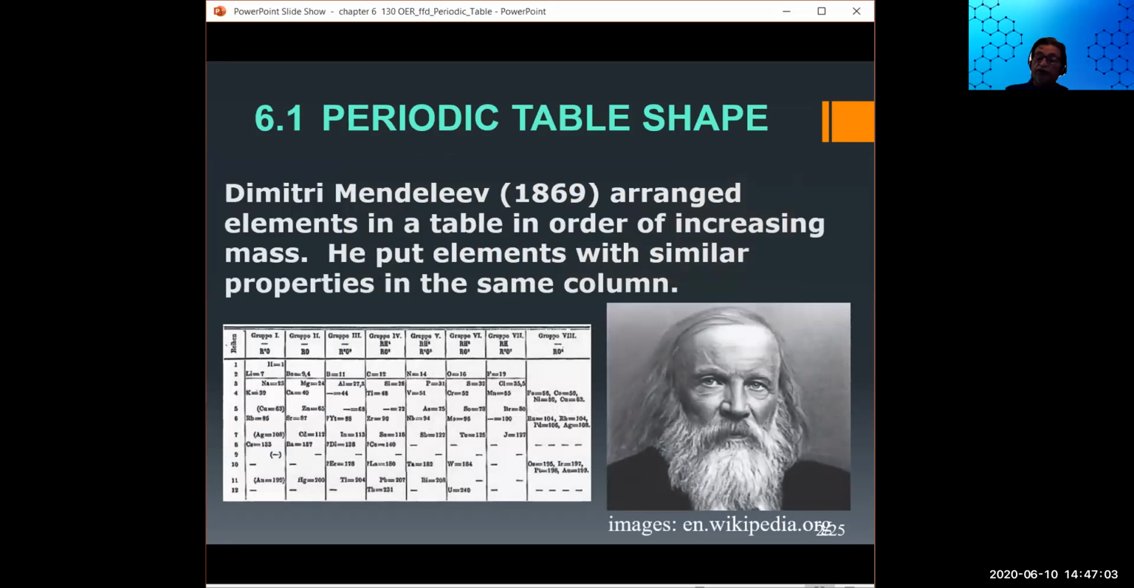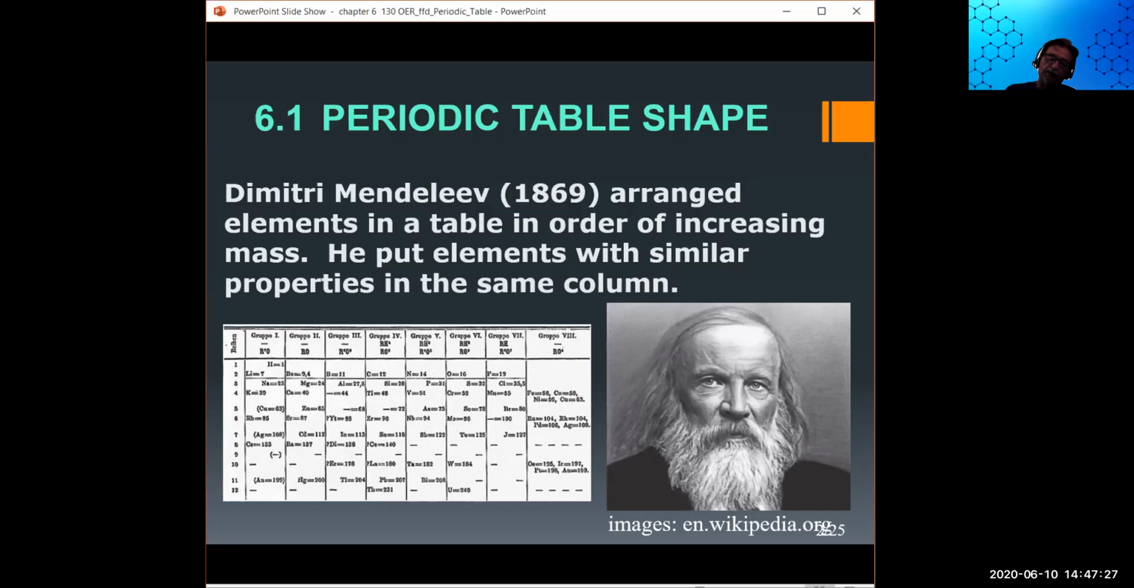Okay, this periodic table is pretty old. Well, not the modern one, but the idea of a periodic table goes all the way back to a Russian scientist, Dmitry Mendeleev. He, back in 1869, arranged the known elements of the time into a table.